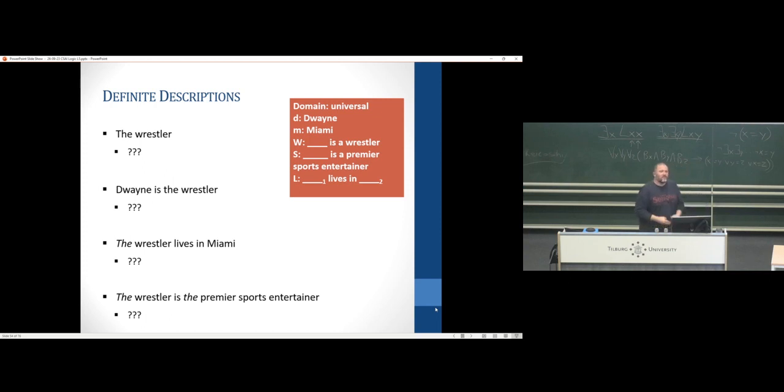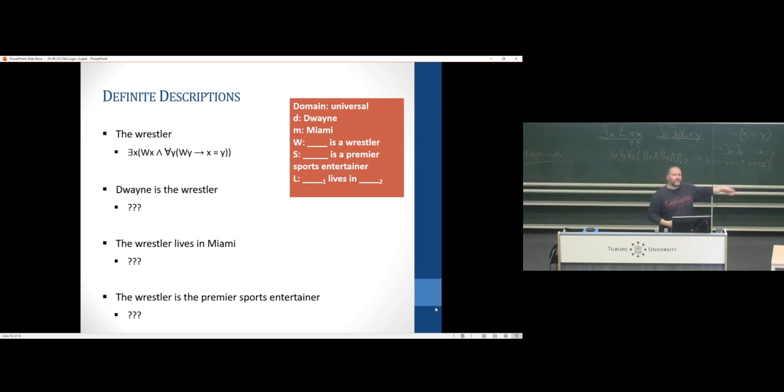So if it's the wrestler, how many are there? At least one, and at most one. So there's at least one and at most one thing that's a wrestler. So we can say there is something, it's a wrestler, and for all y, if y is a wrestler, then it's identical to x. This is using the F that we just talked about in the previous slide.